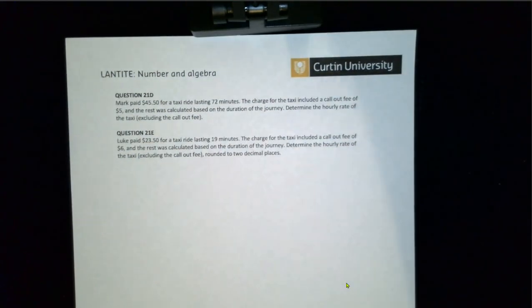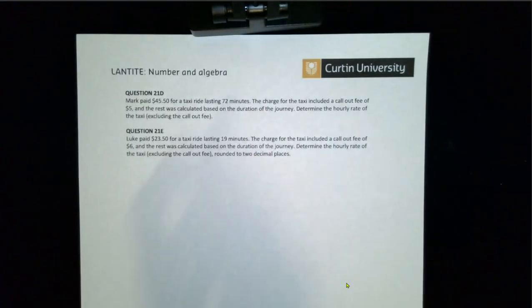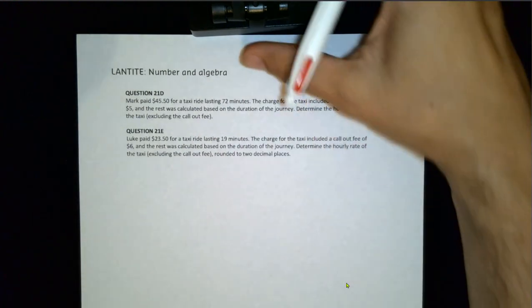Okay, and now the last two. Just getting my device to focus a little bit. Okay.